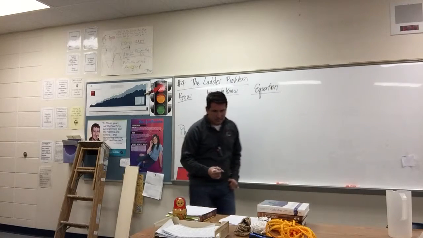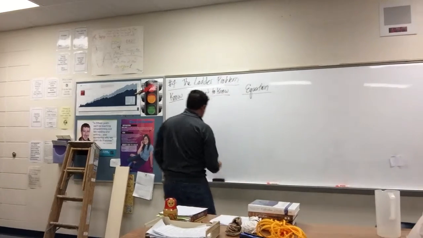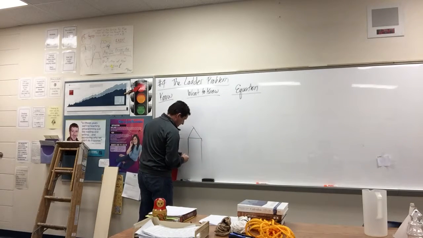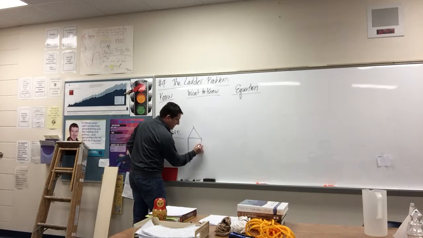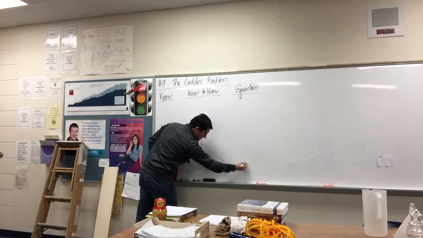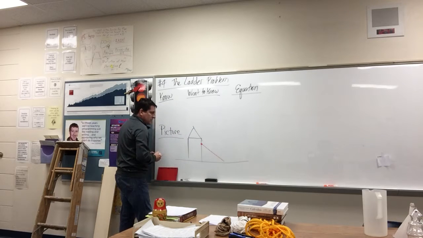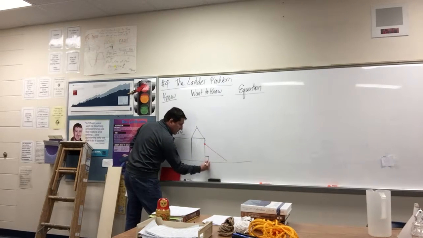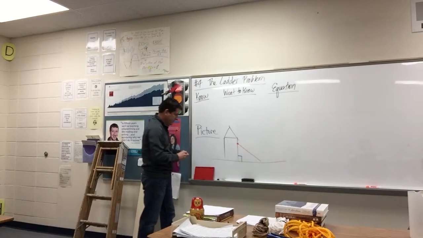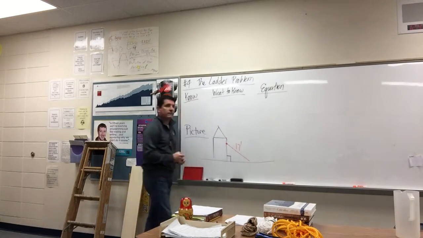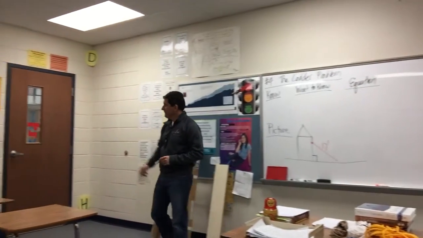It's leaning up against a house. So I've got the house here, and the ladder is leaning up against it. The house and the ladder form a right triangle. That's kind of a key thing. So this is 17 feet.